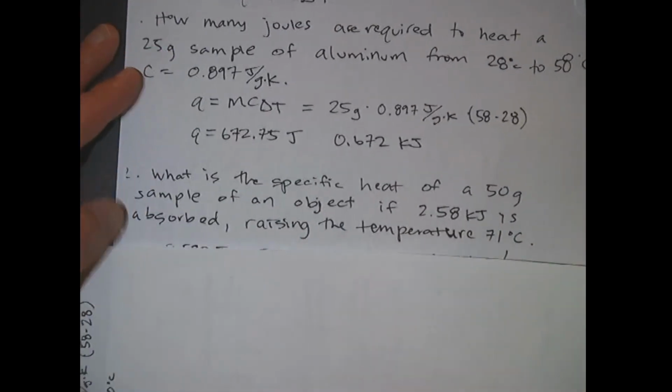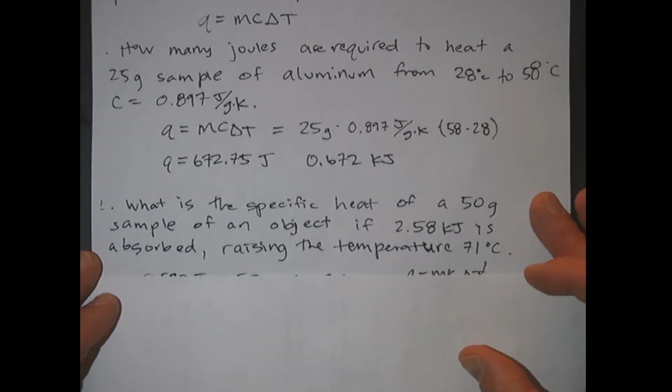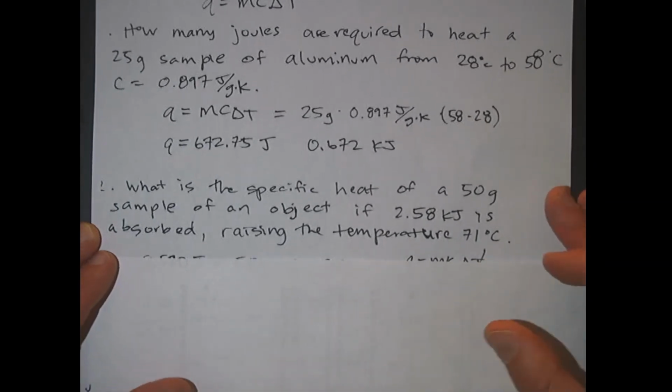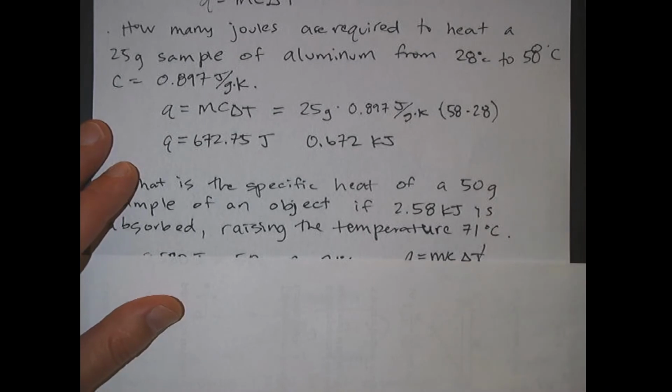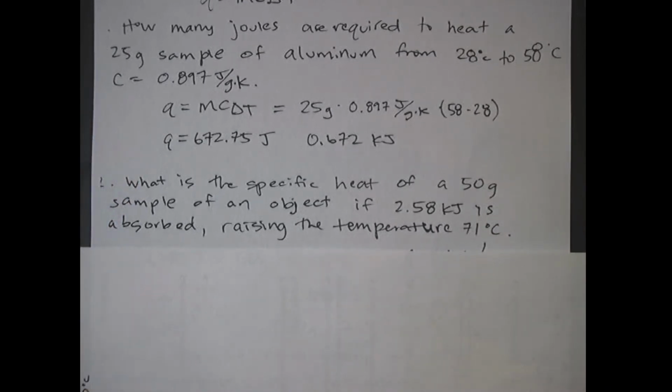The next one, again, don't forget to pause. What's the specific heat of a 50-gram sample of an object if 2.58 kilojoules is absorbed, raising the temperature 71 degrees Celsius? Okay, so in this one, it reads a little bit different. You can see it's listed in kilojoules.